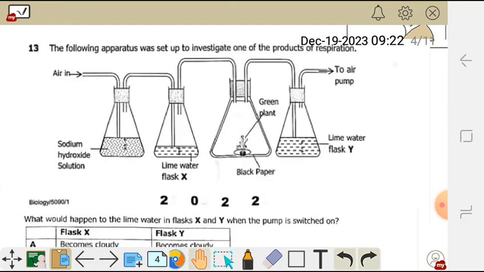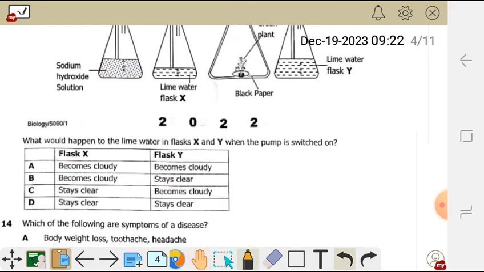Okay, so the question is saying, what would happen to the lime water in flasks X and Y when the pump is switched on? What will happen in lime water of X and Y? A is saying flask X becomes cloudy, and flask Y becomes cloudy as well, and B, it becomes cloudy in X and stays clear in Y. C, stays clear in X and becomes cloudy in Y, and D, it says it stays clear in X and it stays clear in Y.